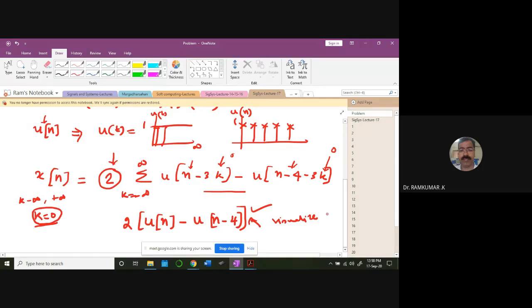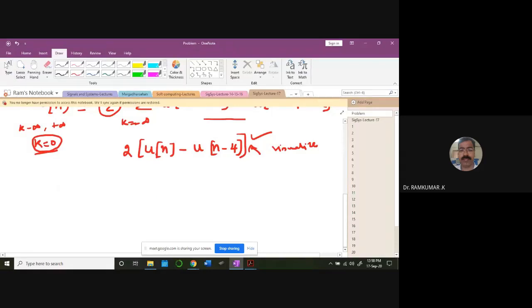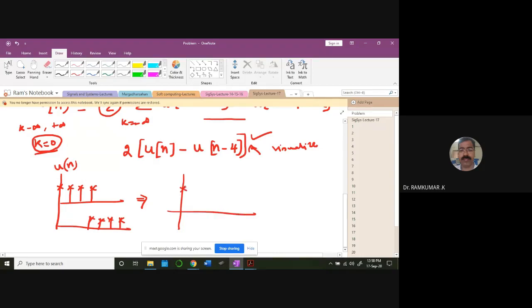When I plug in k equal to 0, what do I get? This is going to be u of n when you draw. This is my u of n. U of n minus 4 means fourth sample onwards. This is u of n minus 4. If I subtract these two signals, what do I get? I get these 4 samples. It's a pulse with a value of 2. You understand my point?